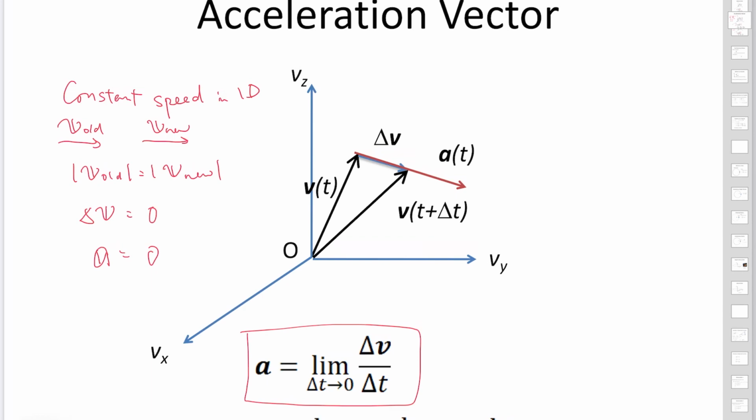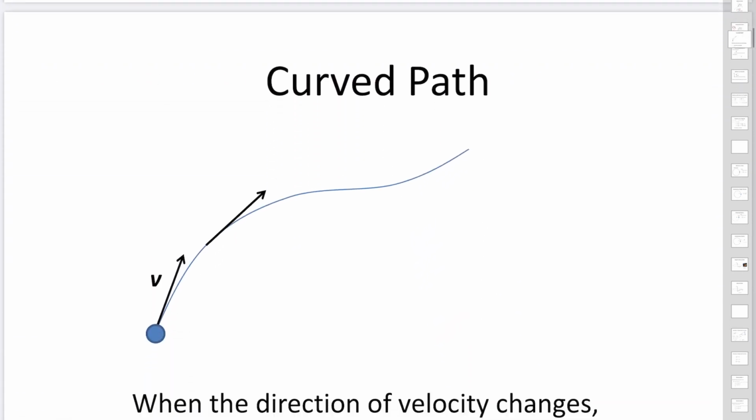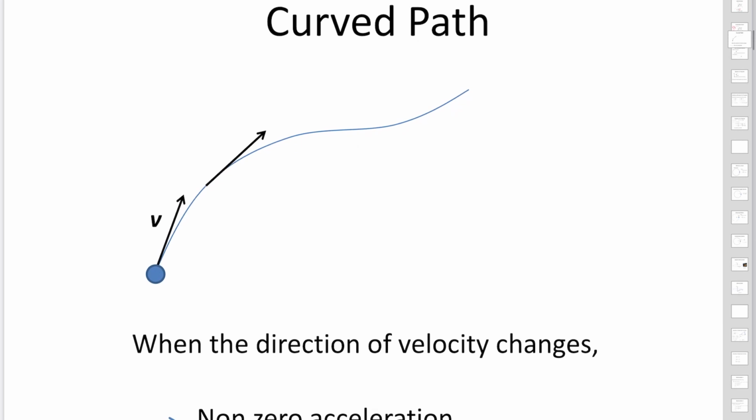Do you think this is true? Actually, it is not. If we consider the particle moving on a curved path, then even if the speed doesn't change, there is some acceleration. So in this case, the velocity is v sub old, v sub new. If you draw this is the v sub old and v sub new, the magnitude doesn't change.